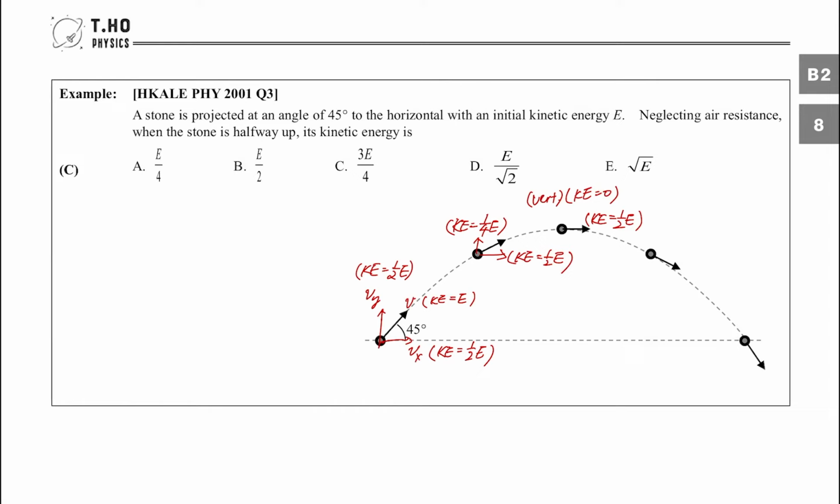Now if we add that up at this position, total KE would be equal to 1/4 E plus 1/2 E. So it would be equal to 3/4 E. Therefore, the answer is C.